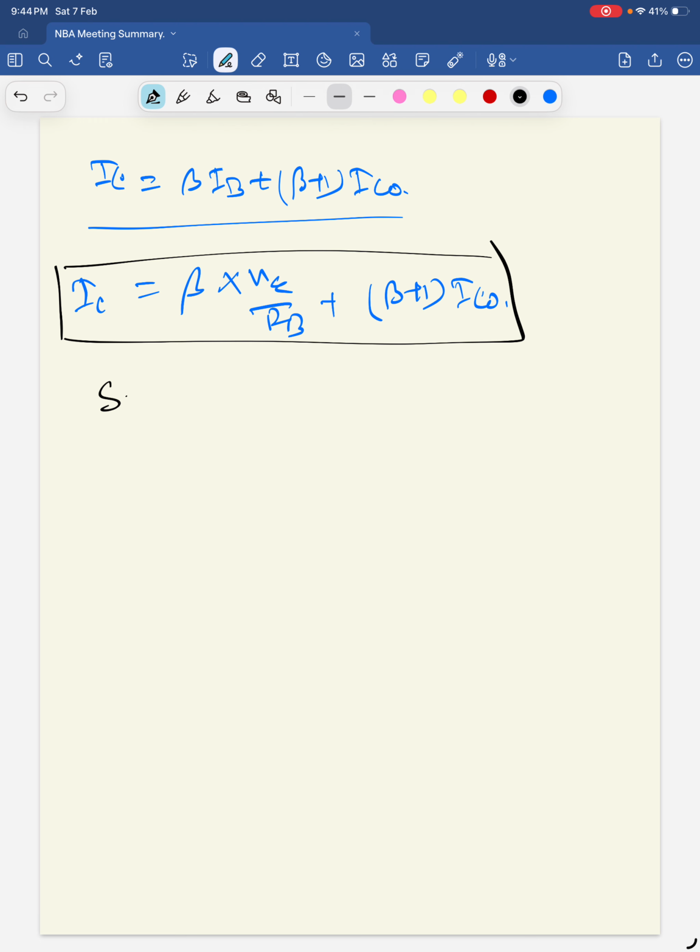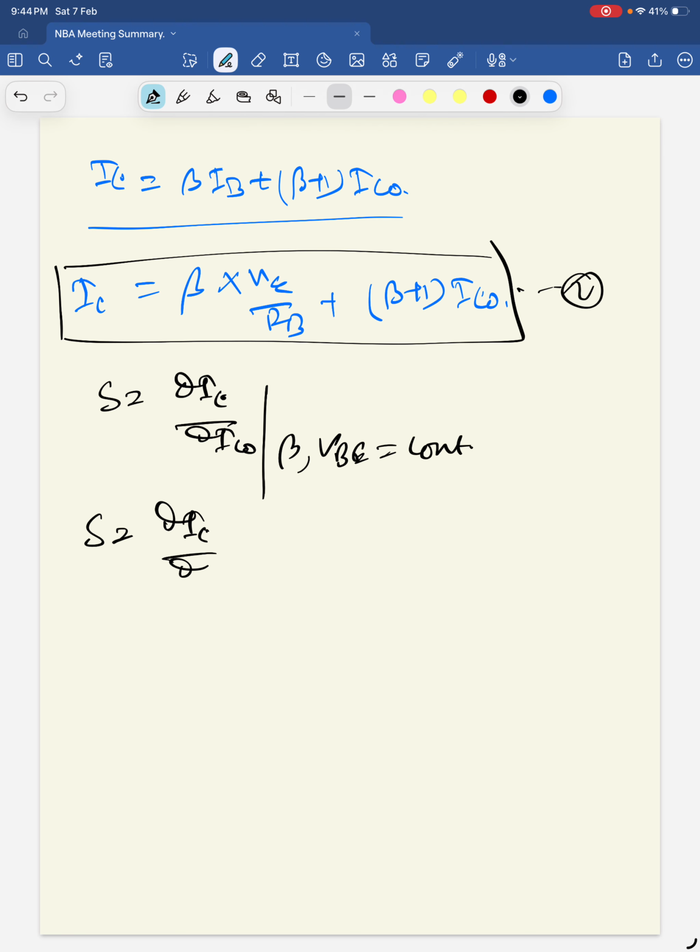Now what is S? S is equal to del IC by del ICO, keeping beta and VBE constant. This is most important. So now we differentiate this expression with respect to ICO. Then beta, VCC and RB are all constant. So S, which is del IC by del ICO, will be beta plus 1. So S is beta plus 1.